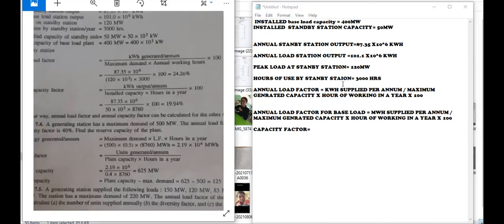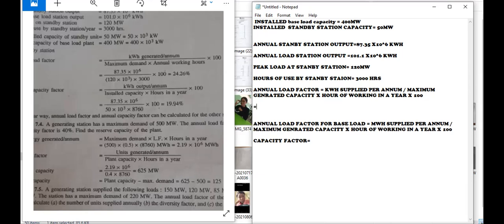So from here, the kilowatt hour supply per annum for the standby station is this value we have here. The maximum generated, or the maximum demand, is this value given to us here for the standby station as 120. And then the hours of working in a year, they told us is what? 3,000. So we just put in our values. It becomes this value here. Let me just copy it down and save my stress.